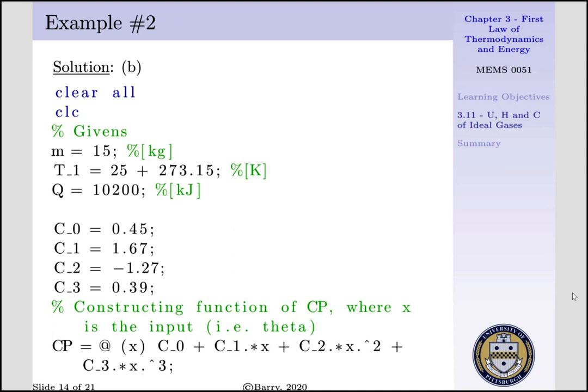Now we're going to construct a function for our constant pressure specific heat. Our function, Cp, is equal to at parentheses x, and x is our input. Recall our input for using our polynomial expression on table A6 is theta, which is our temperature divided by 1000. And Cp is equal to C0 plus C1x plus C2x squared plus C3x cubed.